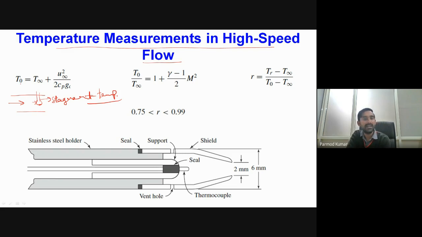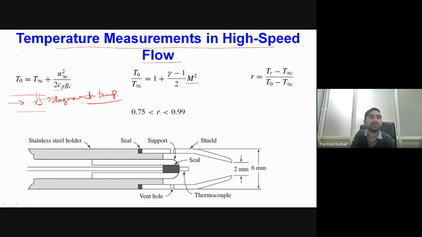We know this relationship, T naught equal to T infinity plus U infinity square divided by 2Cp. If I give this relation in terms of the Mach number, then we know T naught by T infinity equal to 1 plus gamma minus 1 by 2 into M square, where M is our Mach number. You can see that if the Mach number, or the corresponding value of U infinity, increases, we have a significant difference between the stagnant temperature and the free stream temperature.